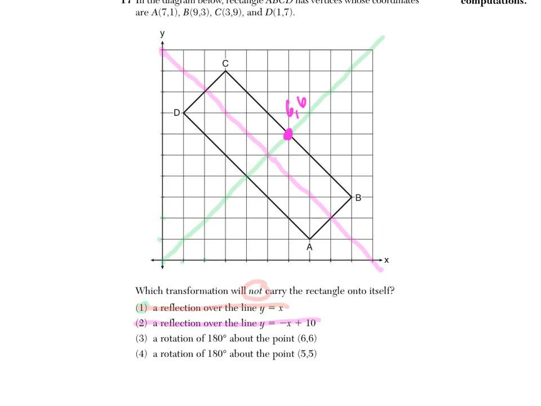And then I noticed that for option 4, interestingly, it's going to be 1, 2, 3, 4, 5, and then 1, 2, 3, 4, 5. All right, so we've also got (5, 5) right here, right? So which one, if we spin it 180 degrees, will it carry onto itself? Obviously, option 4 will carry onto itself at (5, 5). But a rotation of 180 degrees around (6, 6) will not. So the correct answer is number 3.